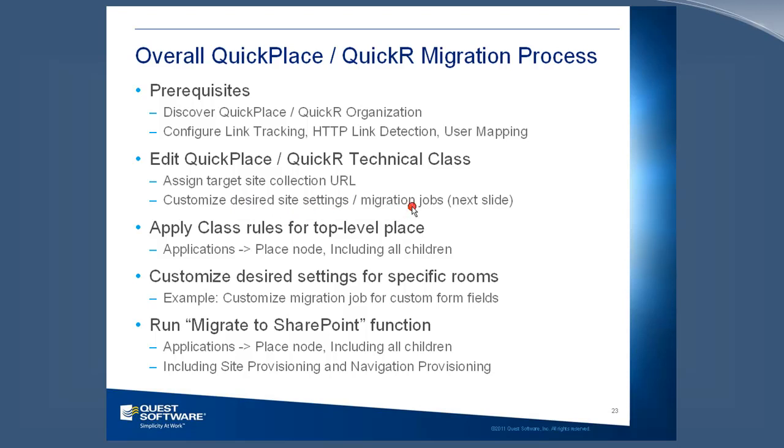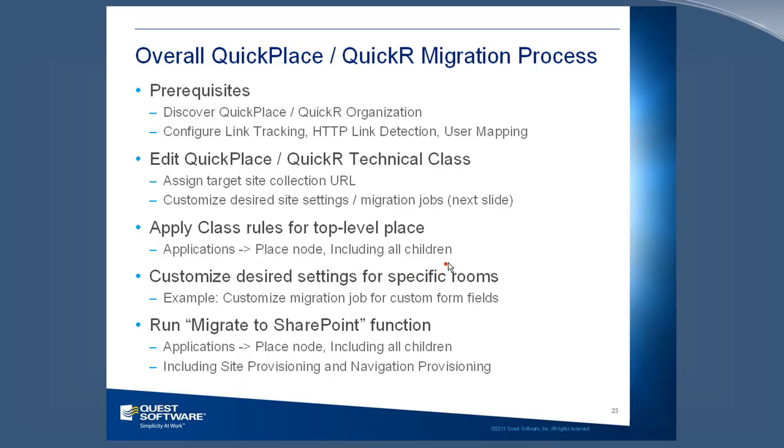There's a lot of things you might want to customize instead of using the defaults that you got from Quest here. So once you've got your classes right, you just apply class rules to all your QuickPlace databases in our console. And so you would go to the Applications node, which is where we see the QuickPlace hierarchy, and then you'll say, I want to apply class rules including all the children.